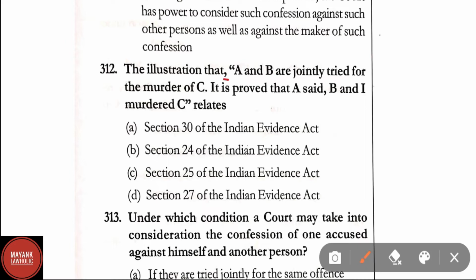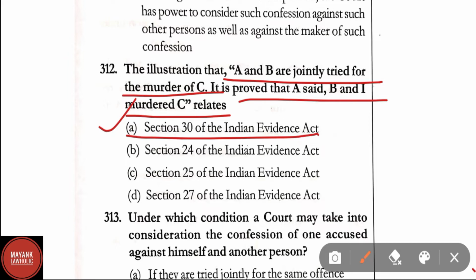The illustration that A and B are jointly tried for the murder of C. It is proved that A said B and I murdered C relates to... Correct answer is option A, that is section 30 of the Indian Evidence Act.